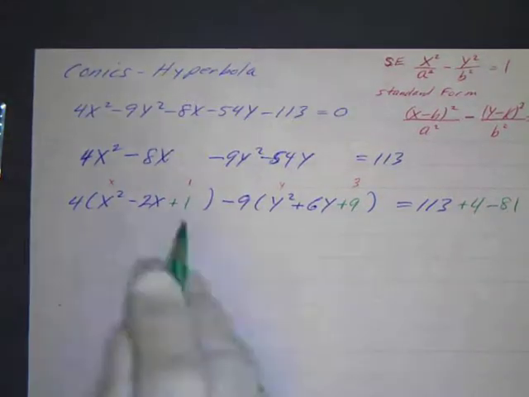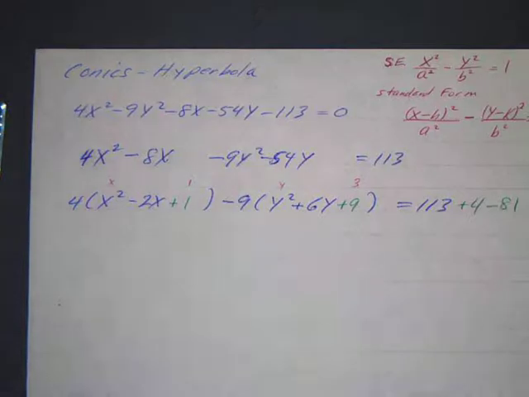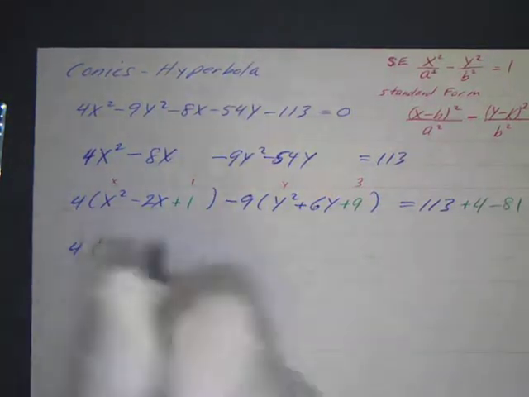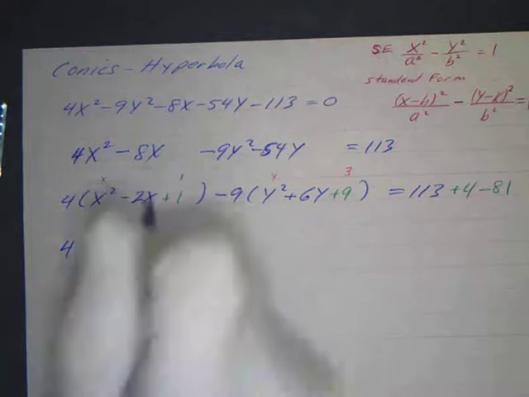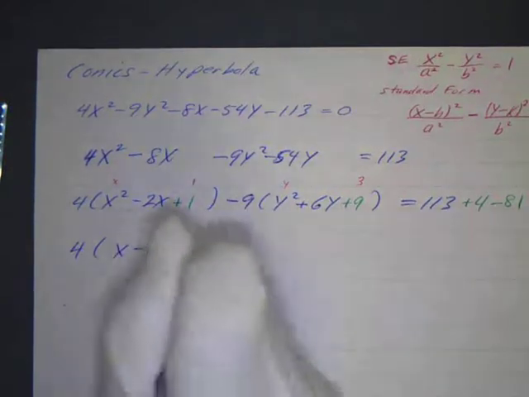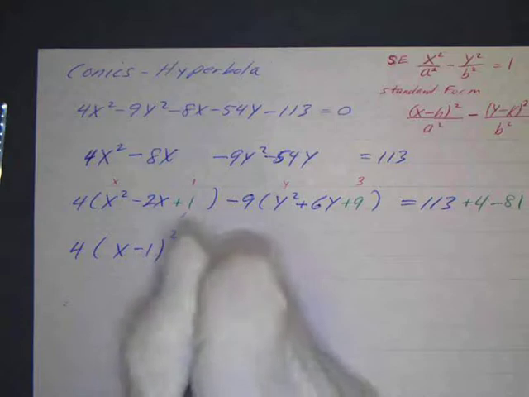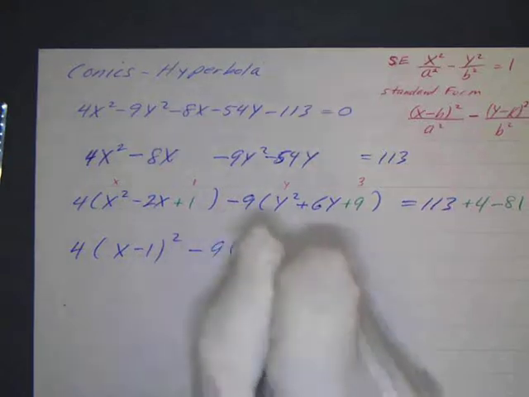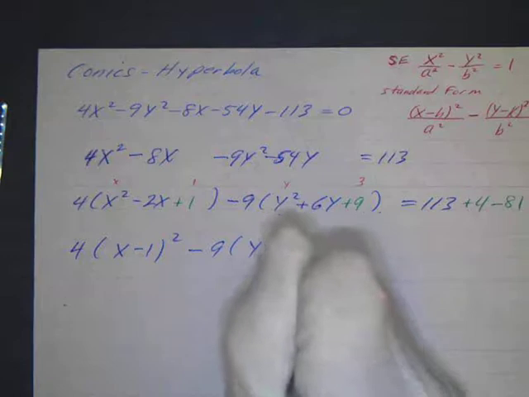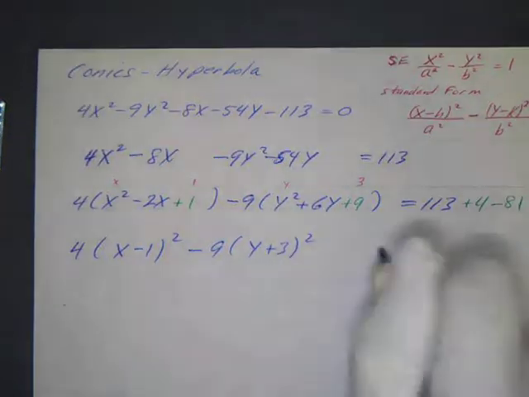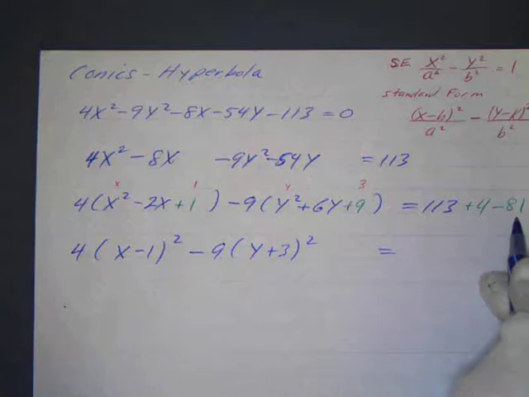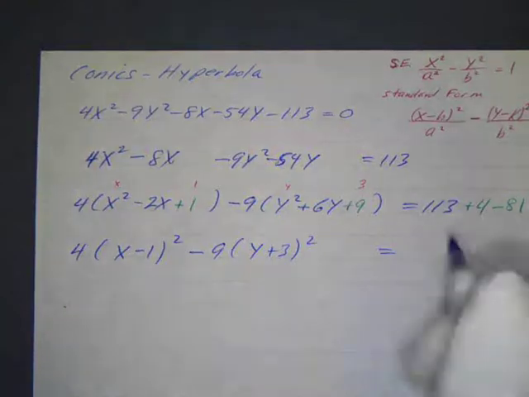So now I can actually factor this. This is a trinomial square, just how I constructed it. So I've got 4 times (x minus 1) squared minus 9 times (y plus 3) squared, and that equals, if I take 113 minus 81 and add 4, I get 36.